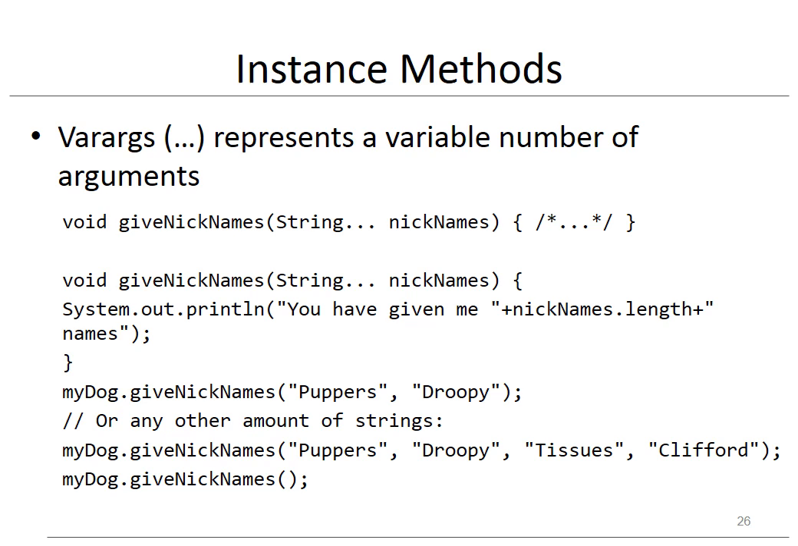The method can then be called with a variable number of strings, such as Puppers and Droopy, or Puppers, Droopy, Tissues, and Clifford, or no strings at all, as illustrated by the last statement. When using varArgs, it is important to note that this should always be the last method argument, and only one varArgs argument can be defined for a method.